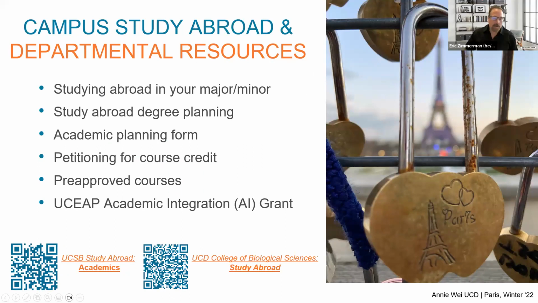Thanks, Ashley. So let's talk a little bit about campus and department resources. During the exploration and application phases, students have access to a variety of resources through their UC campus, study abroad offices, and colleges or departments. These can include things like academic planning forms or sample degree plans that include study abroad options, guidelines on petitioning for course credit, study abroad course databases, or lists of pre-approved courses that can be applied to major, minor, or GE credit, or much more.